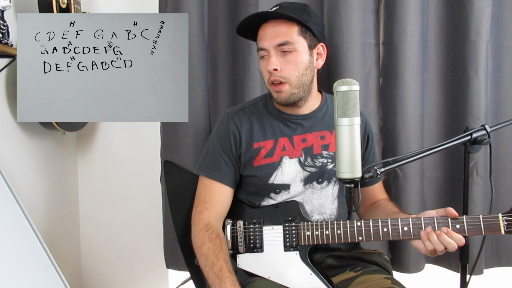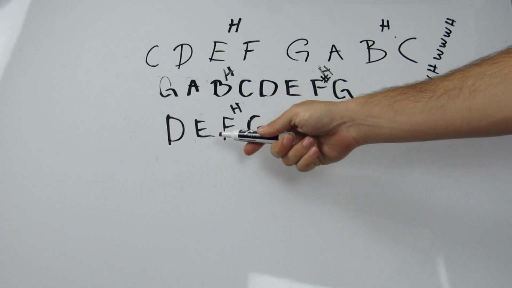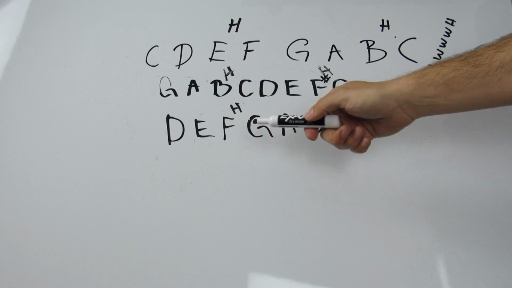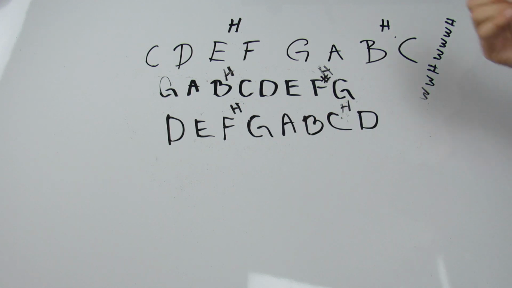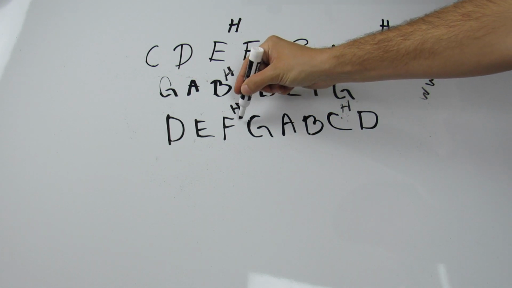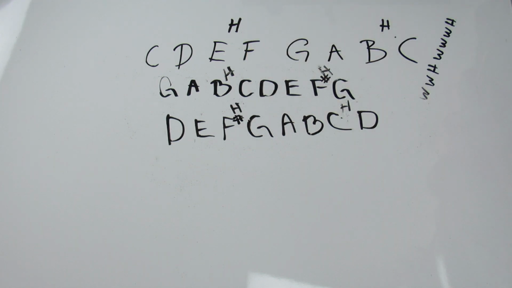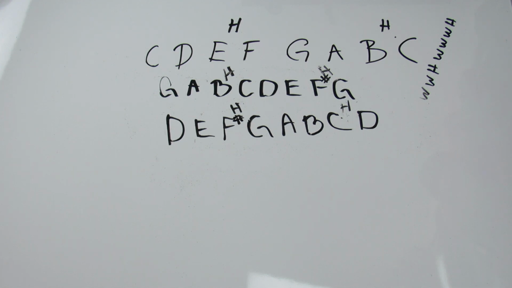So we can see right away that we have a few problems here, but let's start at the beginning and work our way through. So we have D to E, which is a whole step, so that's okay. But then E to F is a half step when it should be a whole step, and F to G is a whole step when it should be a half step. So we're going to bring our F up a half step and make it an F sharp. So that fixes those. Then G to A is a whole step, so that's okay.